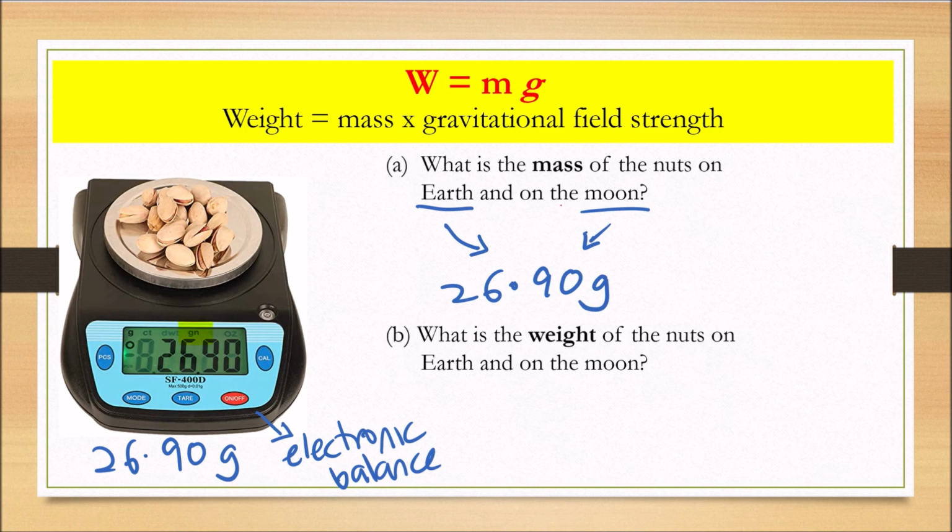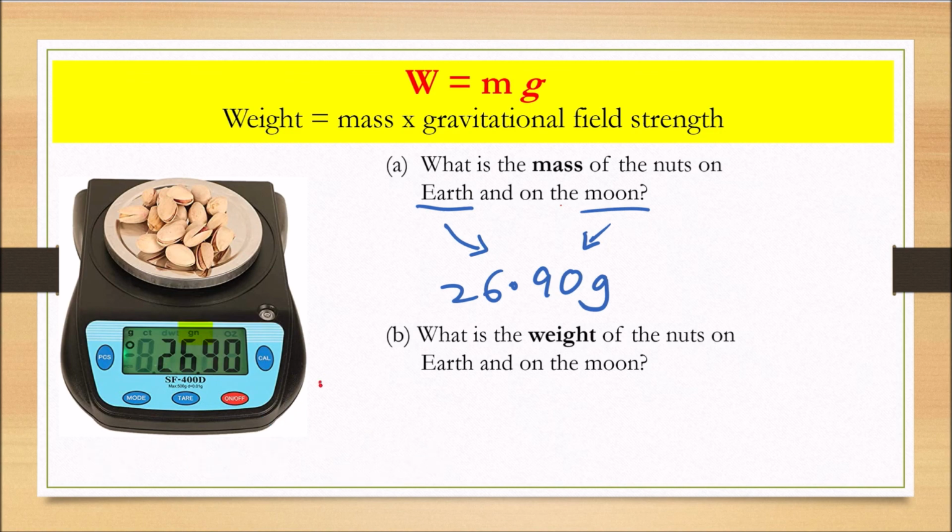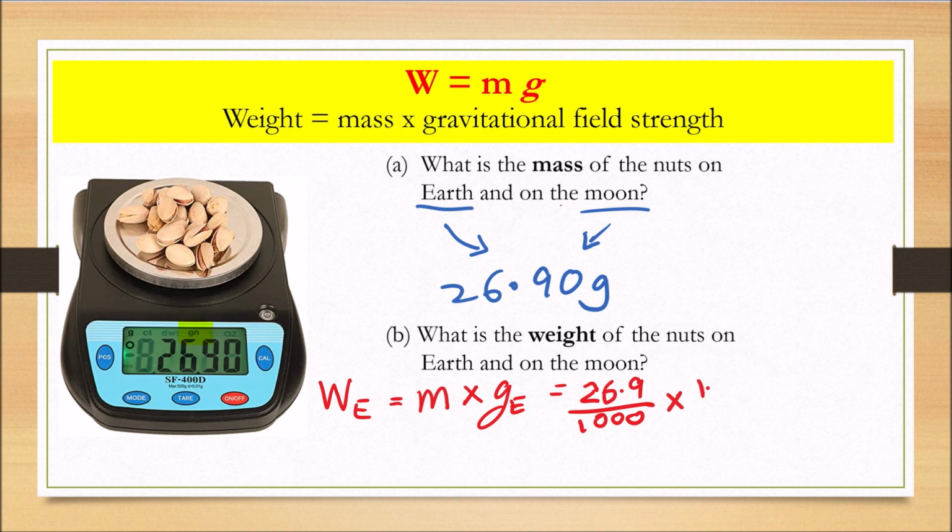The next one, what about the weight? Well, to calculate the weight on Earth, the weight on Earth is the mass multiplied by the gravitational field strength on the Earth. So this is 26.9, but I'm not going to put 26.9 because I must remember that to use this formula, my mass must be in kilograms. So I divide by 1000 and then multiply by 10. And then I will get 0.269 newtons.